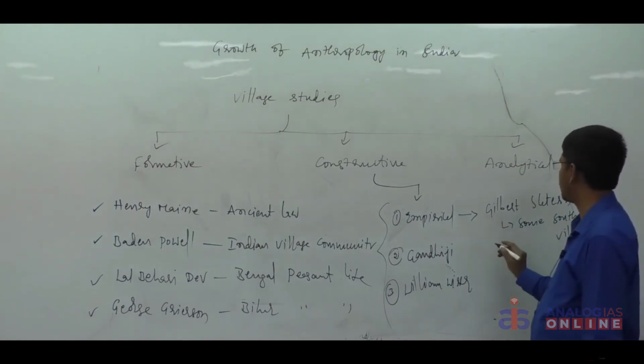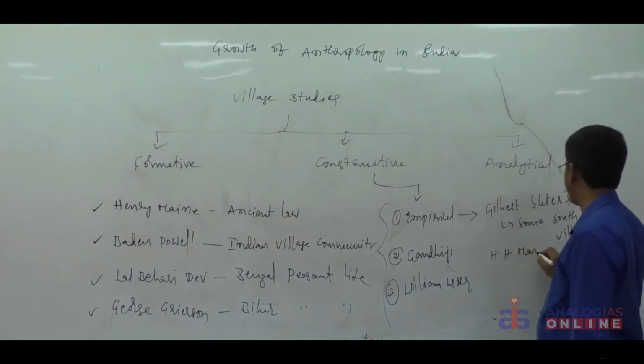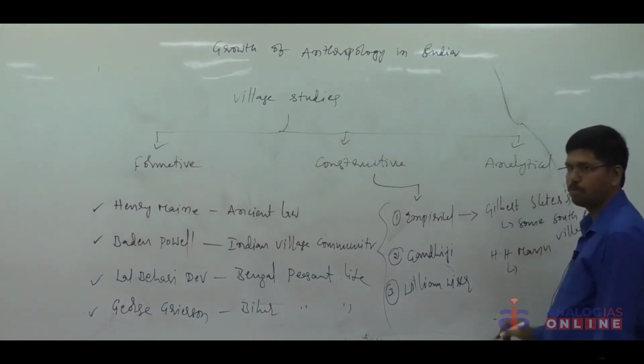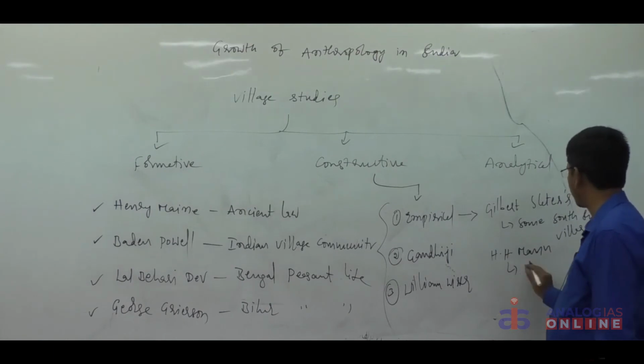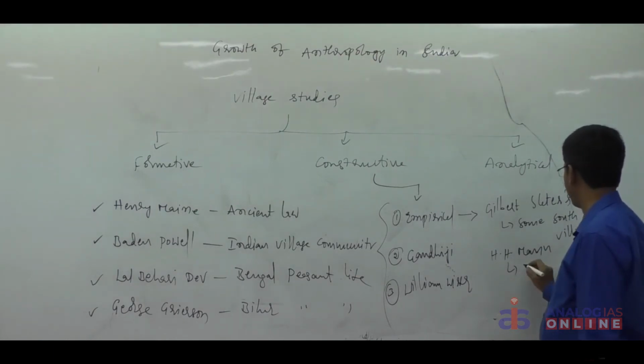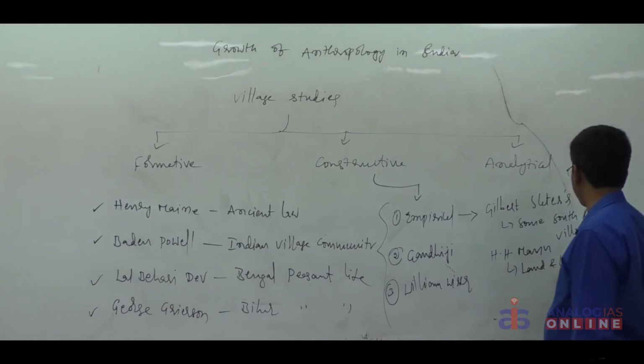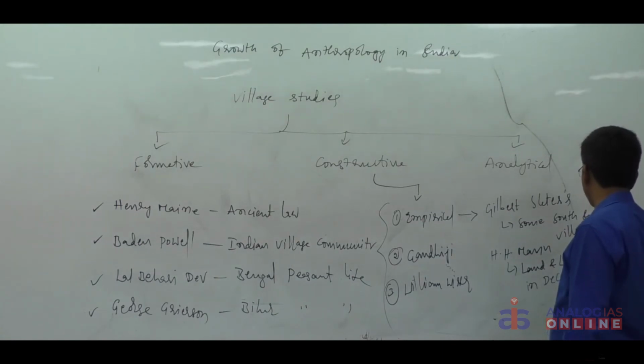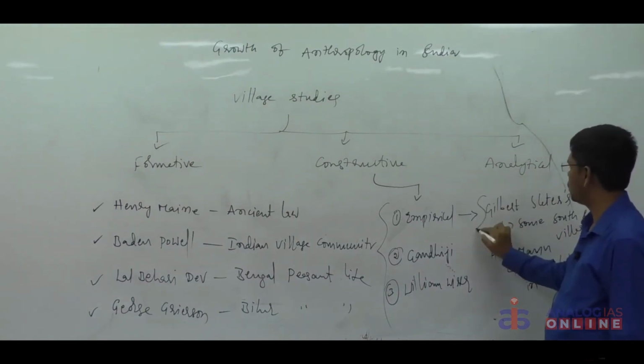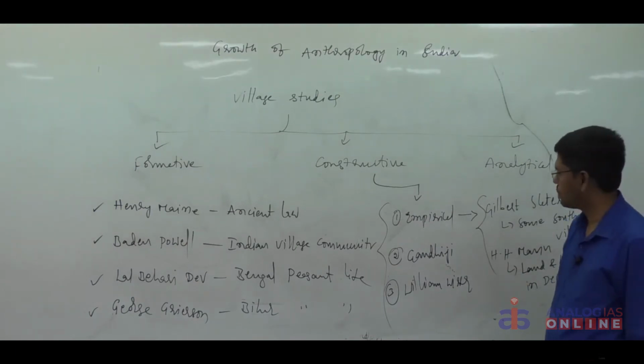And there was another person by name H. Mann. He published a book by name Land and Labor in Deccan Villages. These two are the important empirical studies.